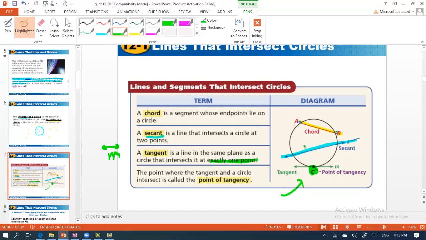What is the point of tangency? It is C. The point of tangency here is this point, the point C. Because of this point of tangency, we have the tangent M. It wouldn't be a tangent to a circle ever unless there's a point of tangency. So when we say tangent, it means there's a point of tangency. And when we say there's a point of tangency, it means there's a tangent.